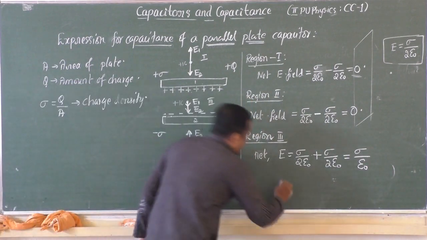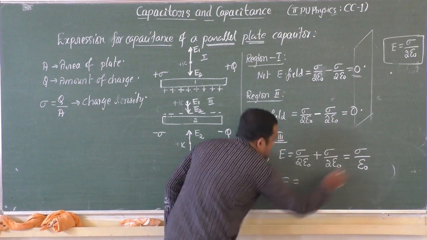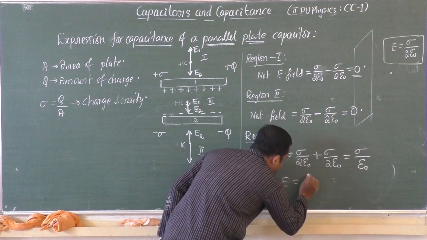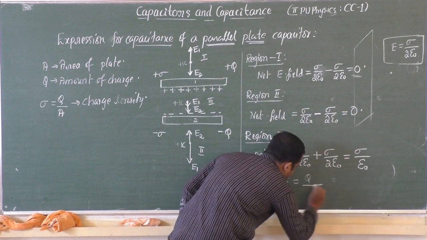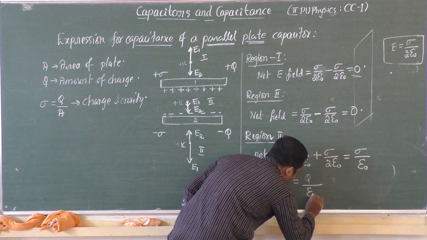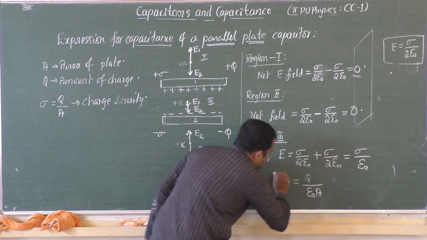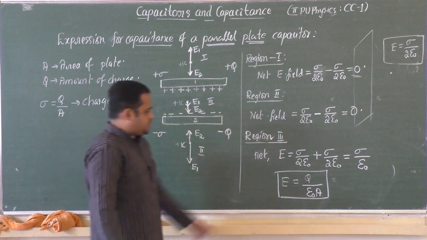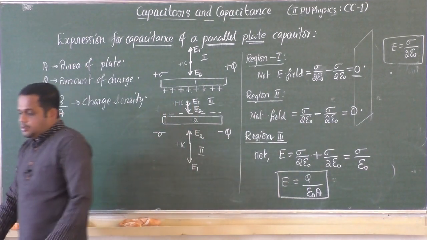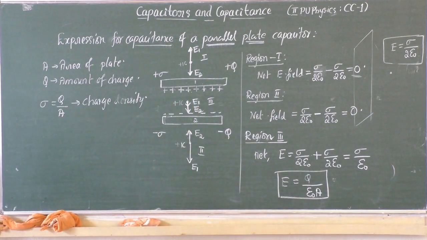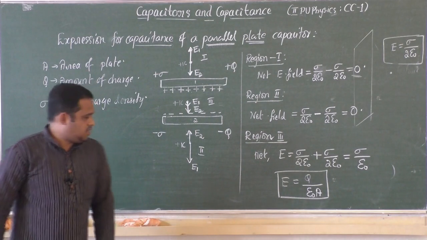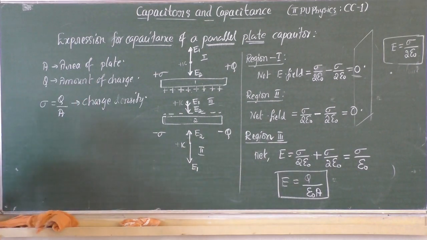Now this can be written as E is equal to sigma by epsilon naught. Sigma is Q divided by A, so substituting that here, E is equal to Q divided by epsilon naught into A. This represents the expression for electric field between the plates of the capacitor: E is equal to Q divided by epsilon naught into A.